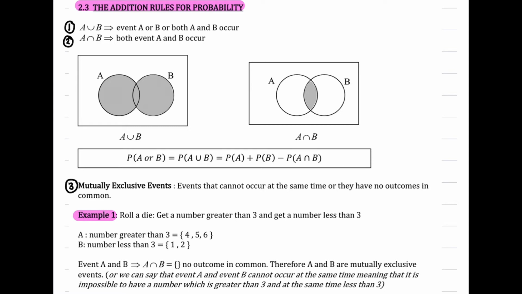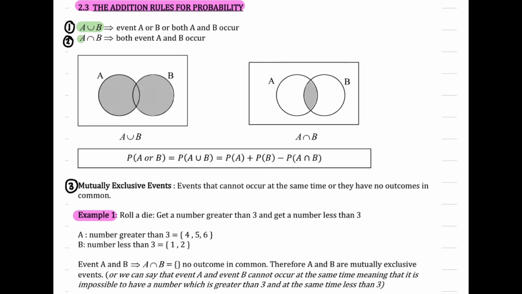The first one is you have to know what A union B is. A union B is the event that A or B or both A and B occur. So if you have the word "or" in the question, that represents the union symbol. So how can you illustrate it in Venn diagram form? This is the Venn diagram for A union B, where the shaded area is everything inside the circles.